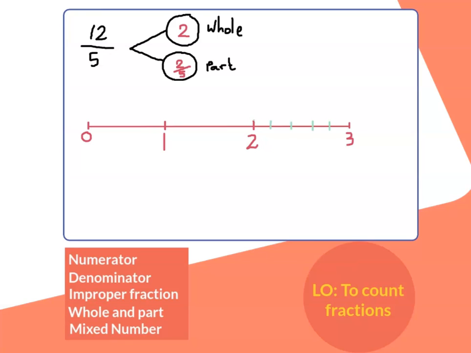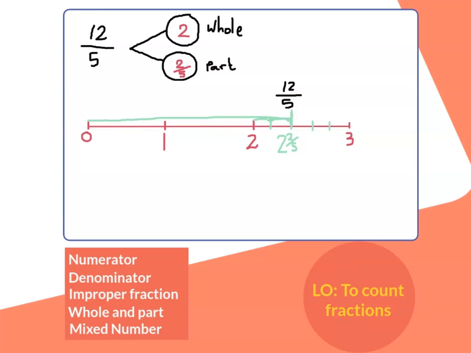So we've got 2 and 1/5, 2 and 2/5. That second marking is 2/5. But it's actually not just 2/5, it's 2 and 2/5, because from 0 all the way up to this point, 2 wholes and 2/5. 2 and 2/5 can also be recorded as 12/5.